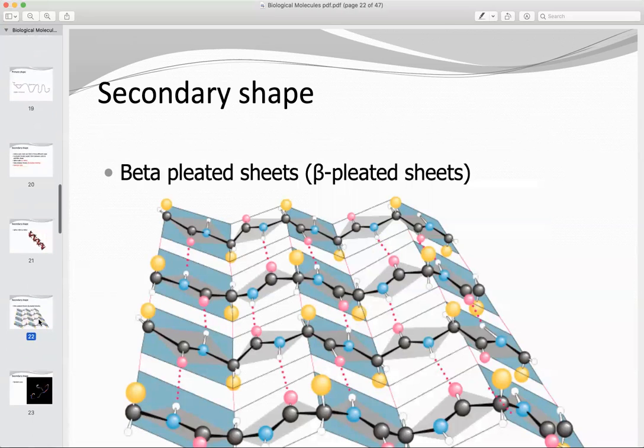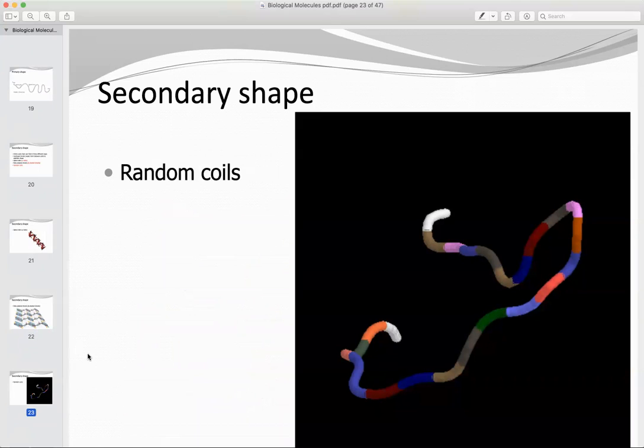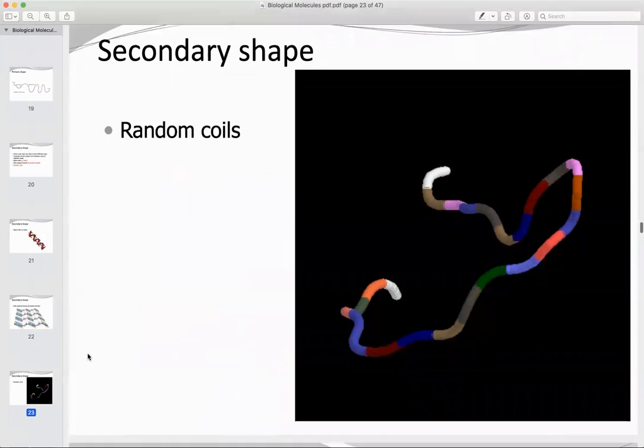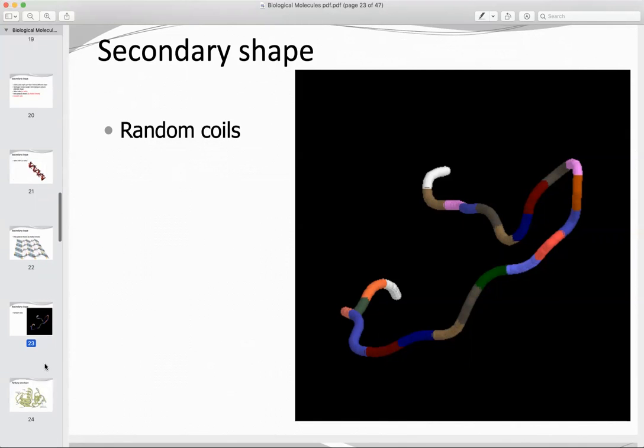Other examples of secondary structures in proteins are beta pleated sheets, where you see amino acids arranged in a sheet-like folded arrangement with pleats. If you've ever folded a piece of paper to create a paper fan, you create these pleats in the paper. This is what we see with a beta pleated sheet. And then these random coils, I'm sure you've seen these arrangements before to represent another type of secondary structure found in proteins. So the coiling.